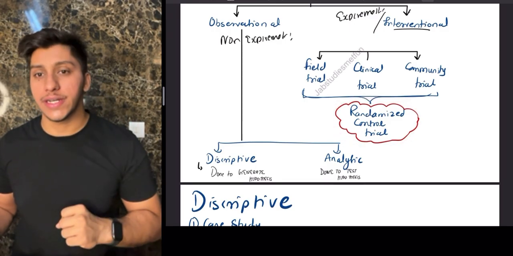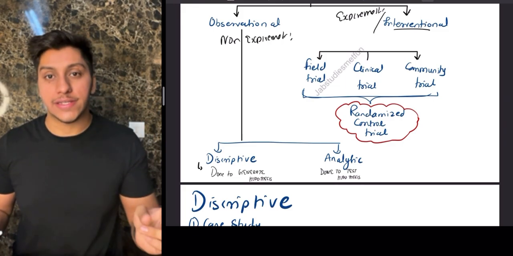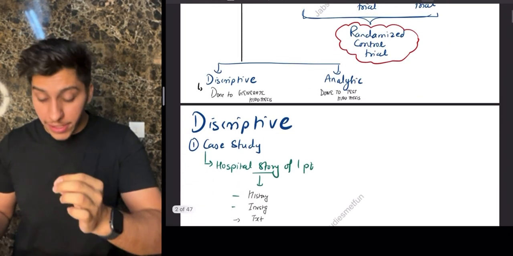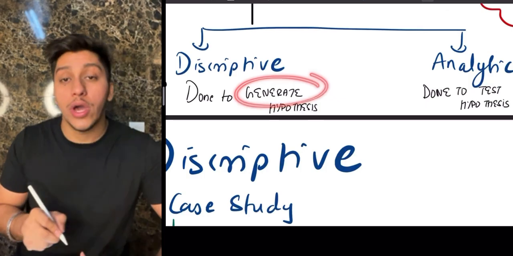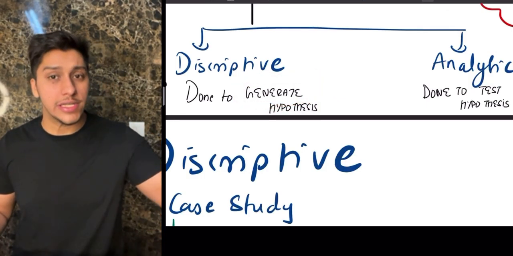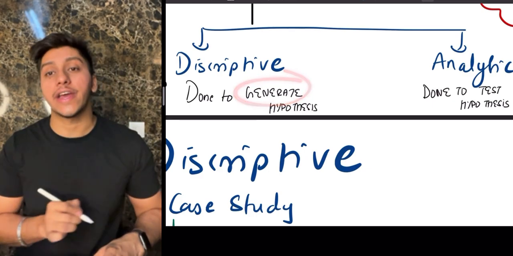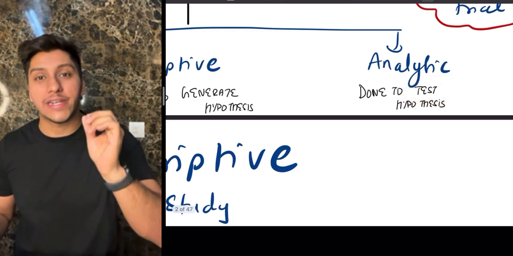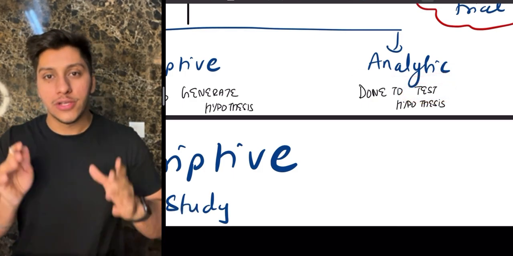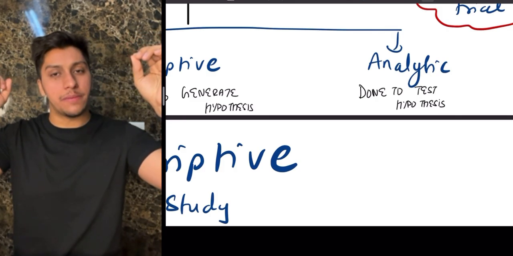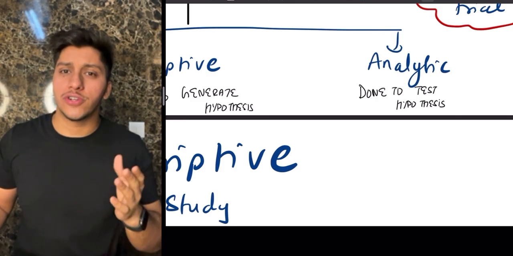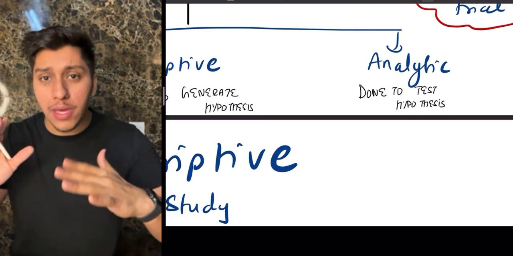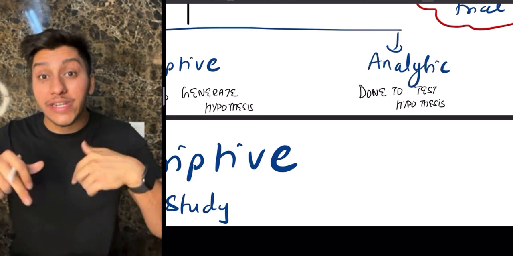If you talk about observational studies, you have 2 types. One is descriptive, and then analytic. Descriptive studies are done to generate a hypothesis. You have to create a speculation that, okay, this is causing this. So whenever you want to generate a hypothesis, you're going to use a descriptive study. When you want to test the hypothesis, you're going to use an analytical study. So remember one more time, observational and experimental. In observational, you have 2 types of studies: descriptive and analytical. Descriptive is done to generate a hypothesis, to make a speculation, while analytical is used to test the hypothesis.